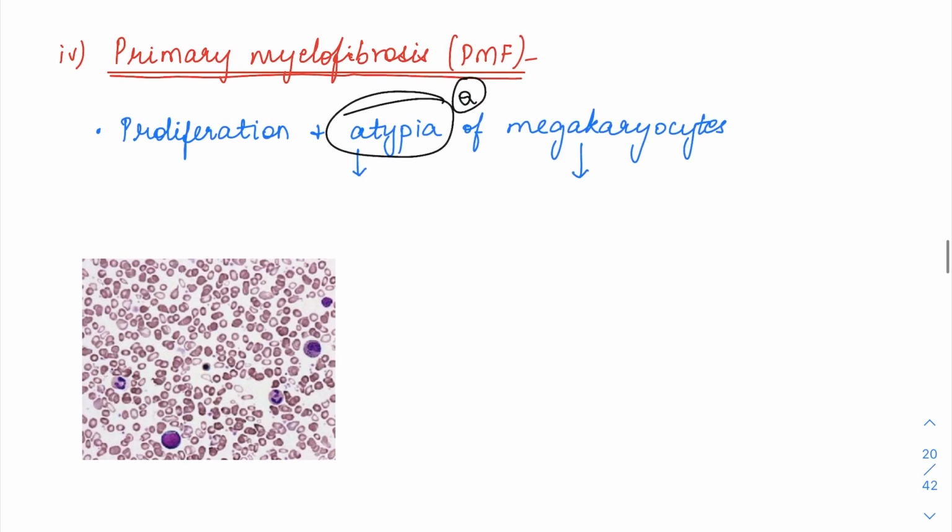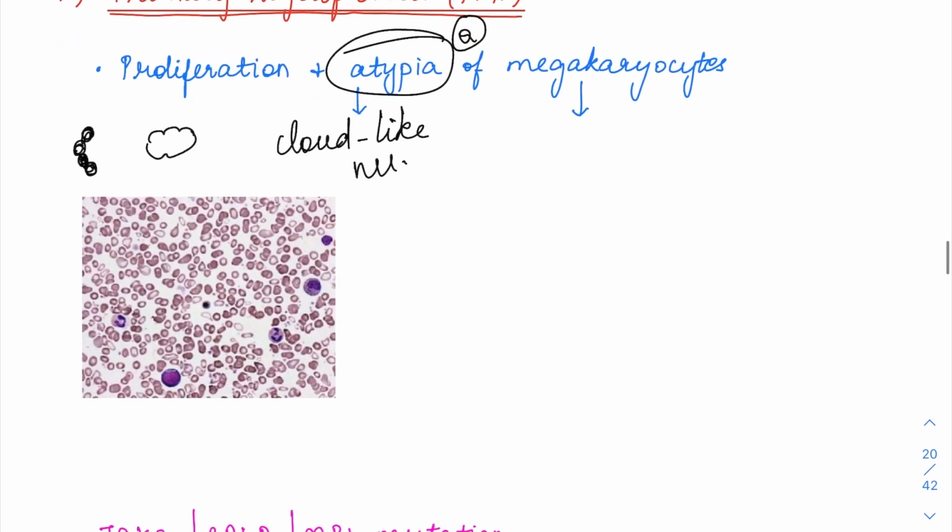So the atypia will present as cloud-like nuclei. In the megakaryocytes, it is usually a multilobated kind of nucleus, right? But here the multilobation is not there, and it looks like a cloud. So lobation is seen only vaguely. So a cloud-like nucleus in the megakaryocyte is characteristic of primary myelofibrosis.